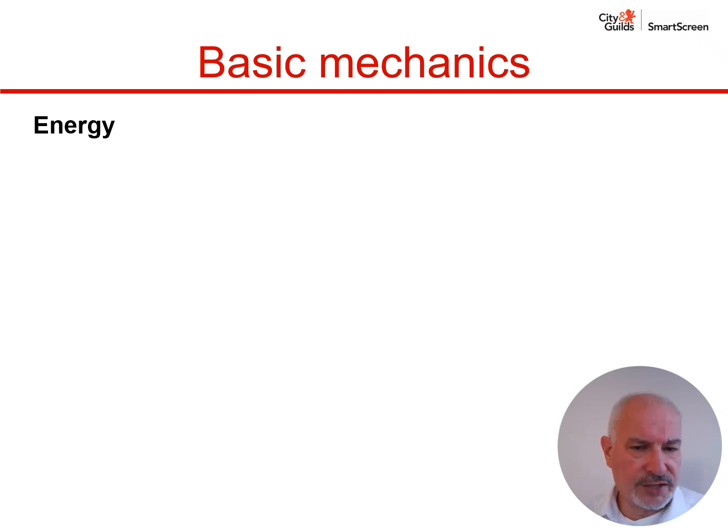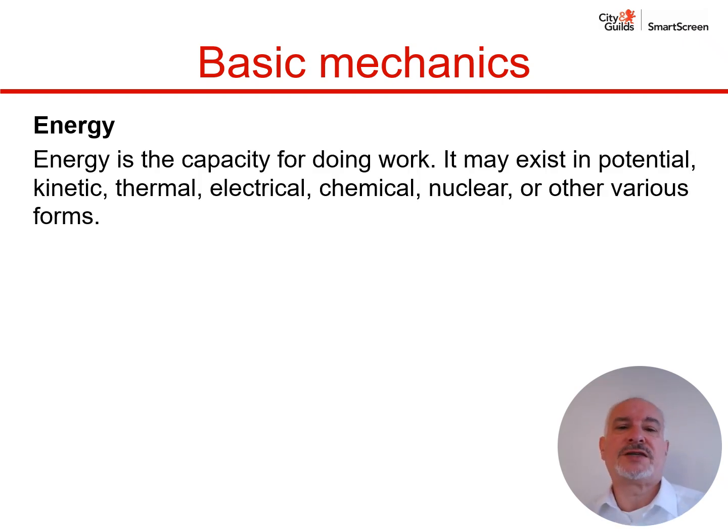Now let's talk about energy a little bit more. Energy is the capacity for doing work, we've said. Now energy is something that cannot be created or destroyed according to the first law of thermodynamics. The fact is that energy can only be transformed from one form to another. And energy can exist in potential energy, kinetic energy, thermal energy, electrical energy, chemical energy, nuclear energy, and various other forms. So you can see there's lots of ways that we can talk about energy.